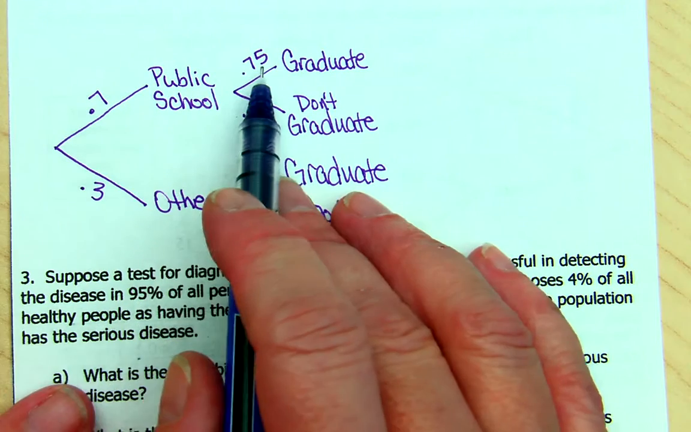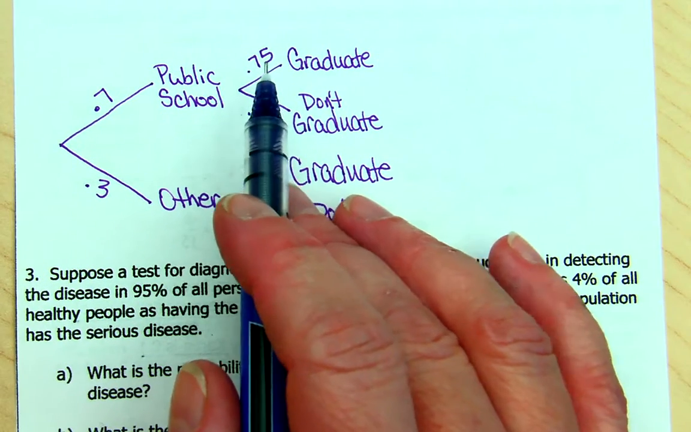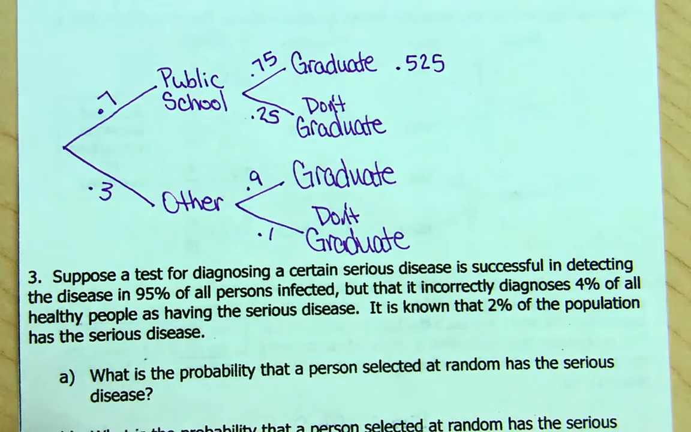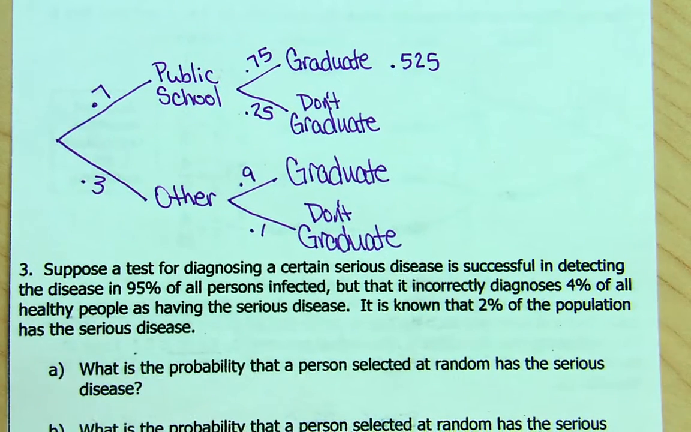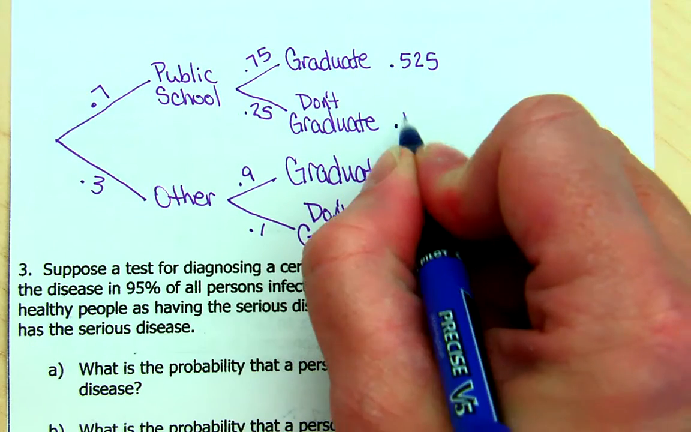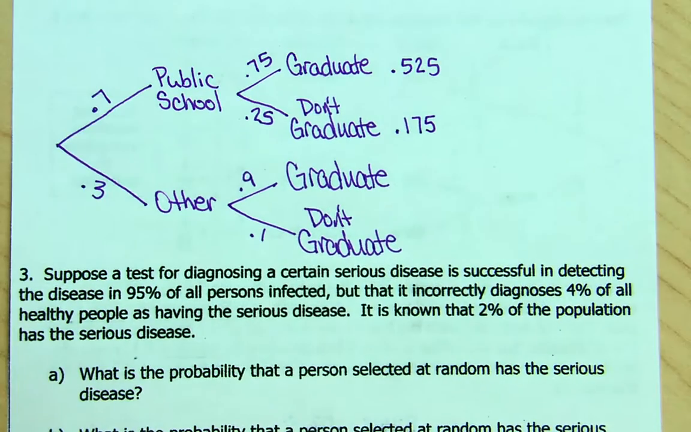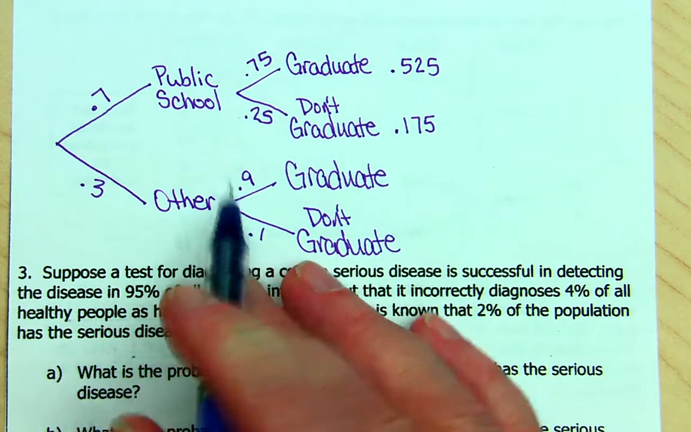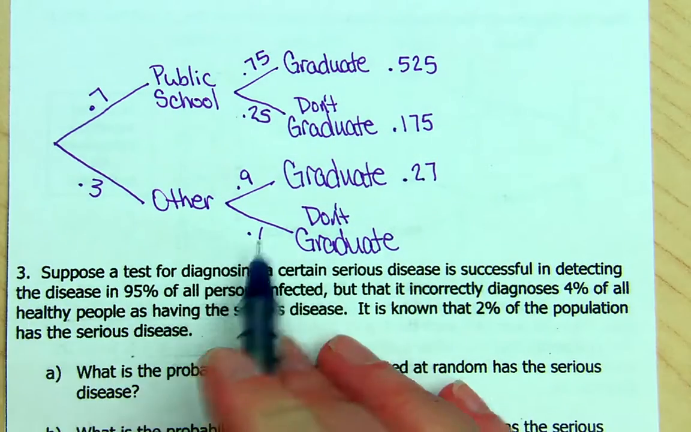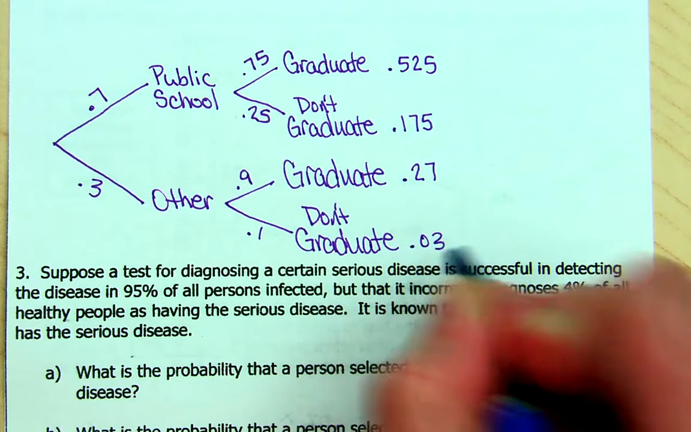So 0.7 times 0.75 would be 0.525. And then 0.7 times 0.25 would be 0.175. 0.3 times 0.9 would be 0.27. And 0.3 times 0.1 would be 0.03.